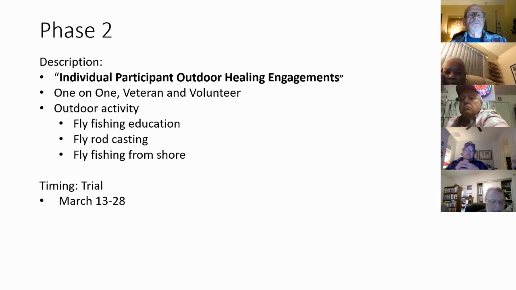Okay, so for phase 2, the actual title of it, or the description, is Individual Participant Outdoor Healing Engagements. It is a one-on-one event, one veteran, one volunteer, and it has to be an outdoor activity. It can be fly fishing education, fly rod casting, or fishing from shore. And the timing on it, it began actually a couple of days ago on March 13th and ends on the 28th.